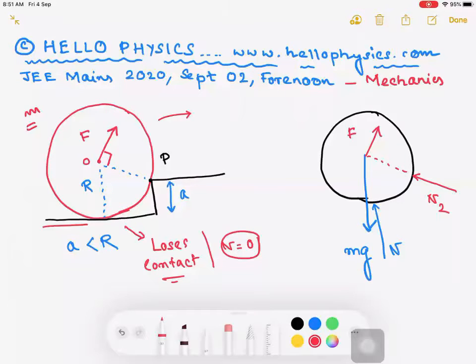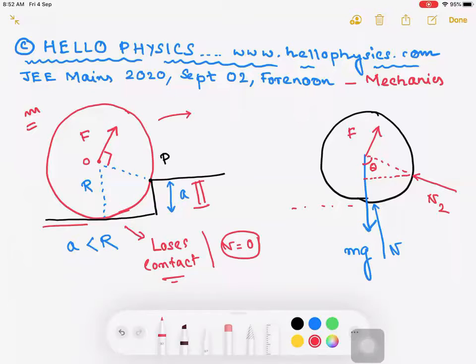Is there any other force? No. So what you have to do is find out the situation, or the minimum value of force, when this N becomes equal to 0. Let's give some angles, okay? The angles are not given. What is given is this length A. I will put that at the end. As of now, let's give some angles. Let us call this theta.